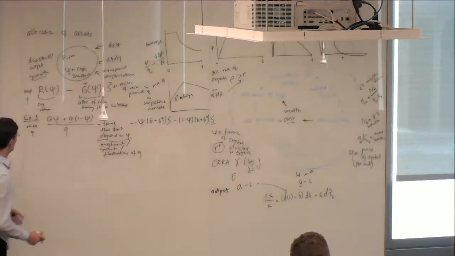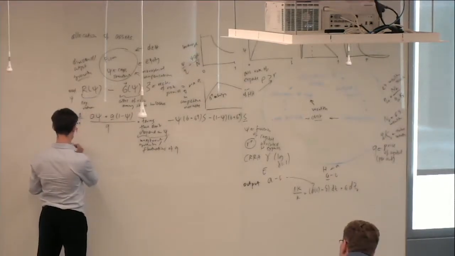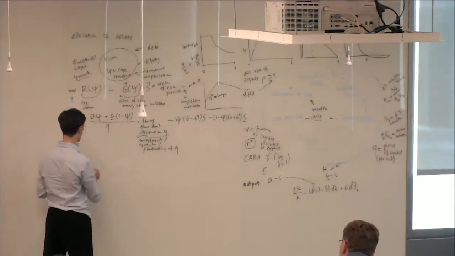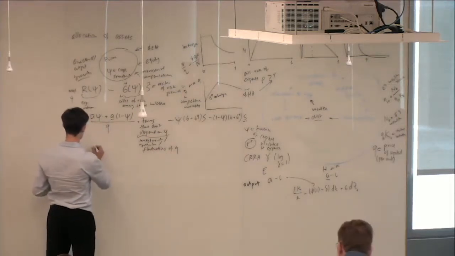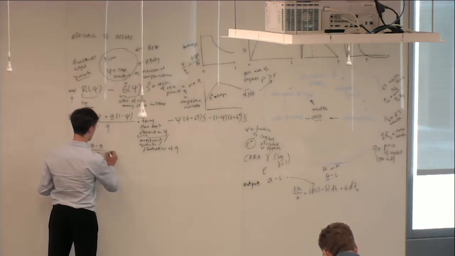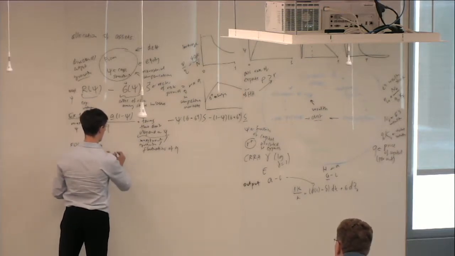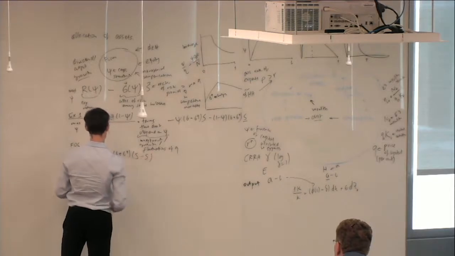If you maximize it by choosing psi, then you get the first order condition. You could also easily be at the corner, because psi is between 0 and 1. The first order condition is A minus A underlined divided by Q equals sigma plus sigma Q times the difference between the risk premia.